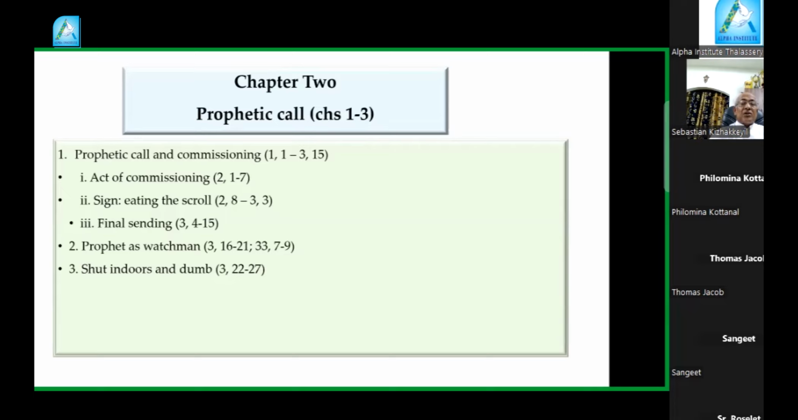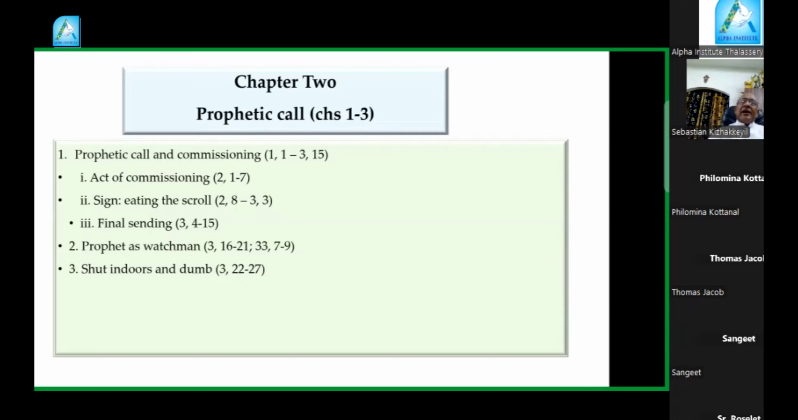Then finally we have that he is shut indoors and made dumb. That is what I said a little earlier; we'll also look at it in the enacted prophecies. That is, he is asked to tie himself with a cord, and he has to lie down on one side for 390 days on the left side and 40 days on the other side. And he has to be dumb. I already explained that the dumbness was probably not all through his life. If you look at 3:26, he will be dumb.